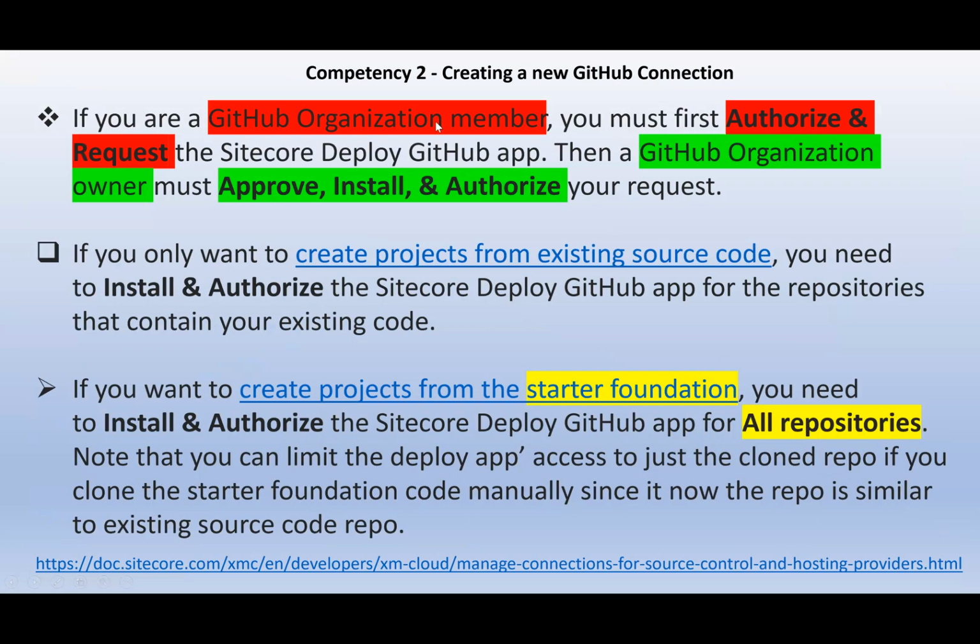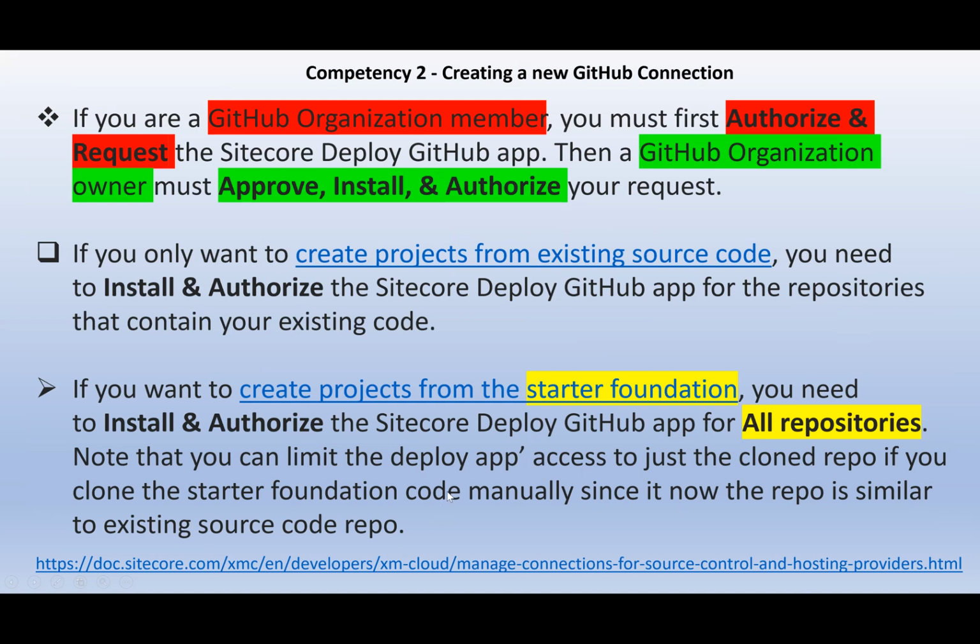If you are a GitHub organization member, you must first authorize and request the Sitecore Deploy GitHub app. Then a GitHub organization owner must approve, install, and authorize your request. If you only want to create projects from existing source code, you need to install and authorize the Sitecore Deploy GitHub app for the repositories that contain your existing code, right? If you want to create projects from the starter foundation, you need to install and authorize the Sitecore Deploy GitHub app for all repositories. Note that you can limit the deploy app access to just the cloned repo if you clone the starter foundation code manually, since it is now similar to an existing source code repo. So that's the main difference.